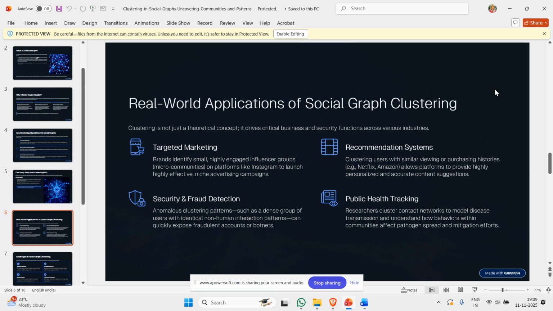Security and fraud detection. Anomalous clustering patterns such as a dense group of users with identical non-human interaction patterns can quickly expose fraudulent accounts or botnets. Recommendation systems. Clustering users with similar browsing or purchasing histories, for example Netflix and Amazon, allows platforms to provide highly personalized and accurate content suggestions.